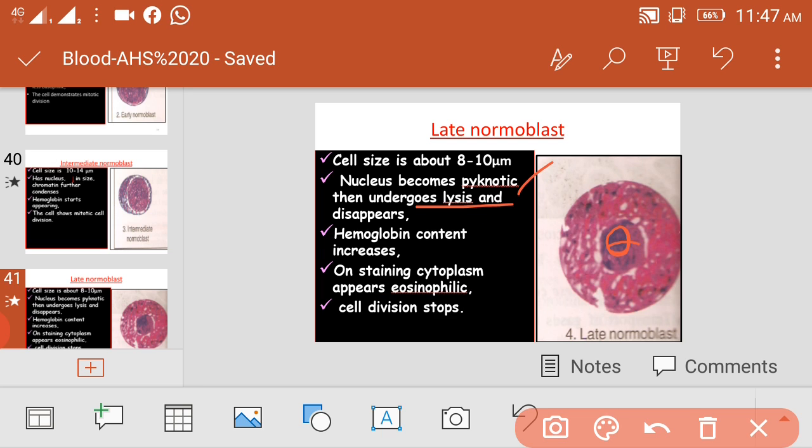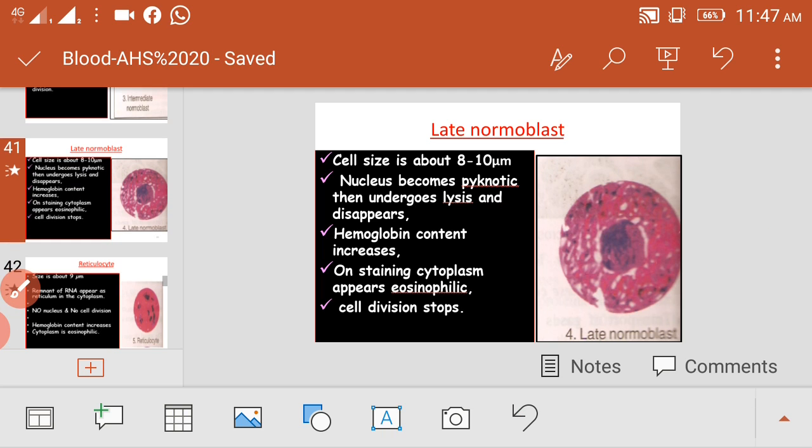The cell color, you can see, becomes acidic or eosinophilic color, red color. Here, because the nucleus is not present, the cell division stops. The cell division stops. That is in the late normoblast.